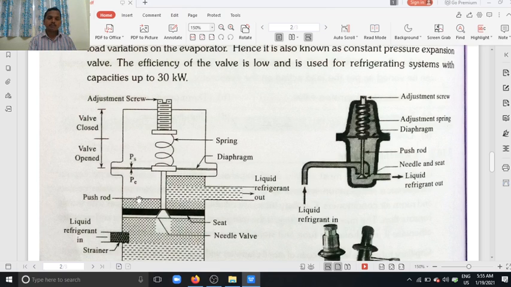The PE pressure is greater than the PS pressure. With more pressure acting from below compared to PS, the diaphragm moves upward, so the push rod moves upward. This opening closes and the flow of refrigerant stops.